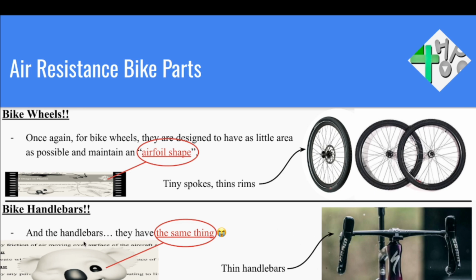Leave a comment down below what animal you guys think this is. Actually, he was able to talk about this last time about the handlebars.